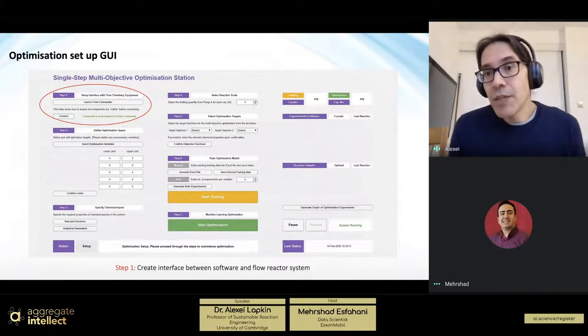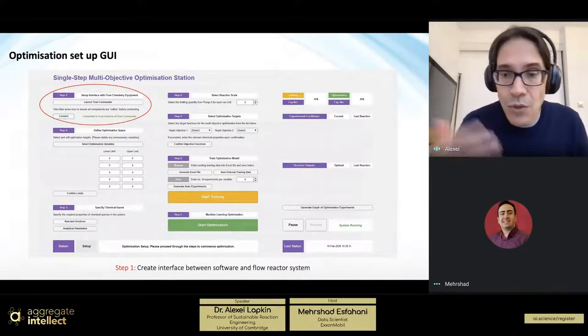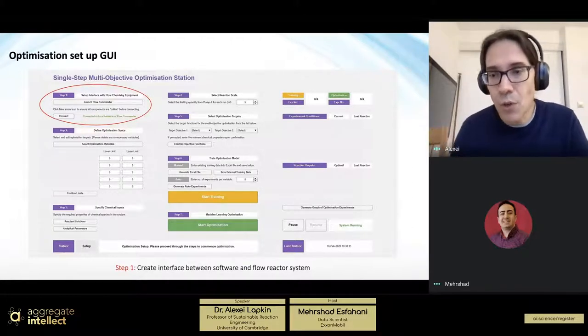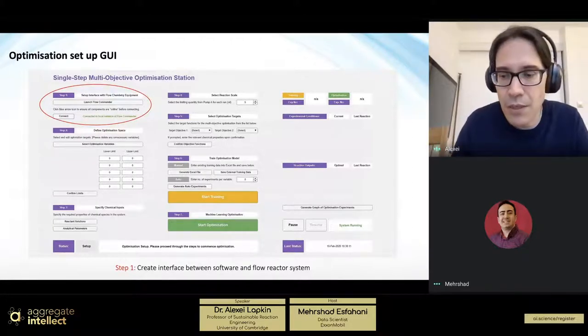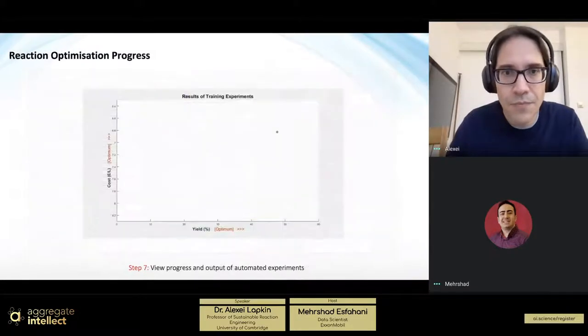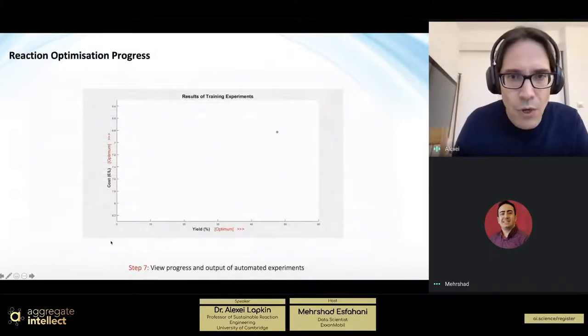And then you start optimization and the system works. It also shows the current results, the past results, the current optimum, and you can always get the data out and have a look at what's going on. So let me show how it works.